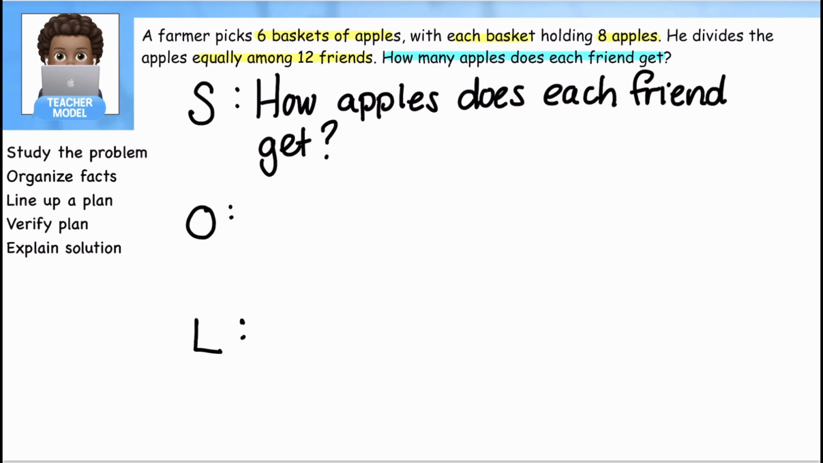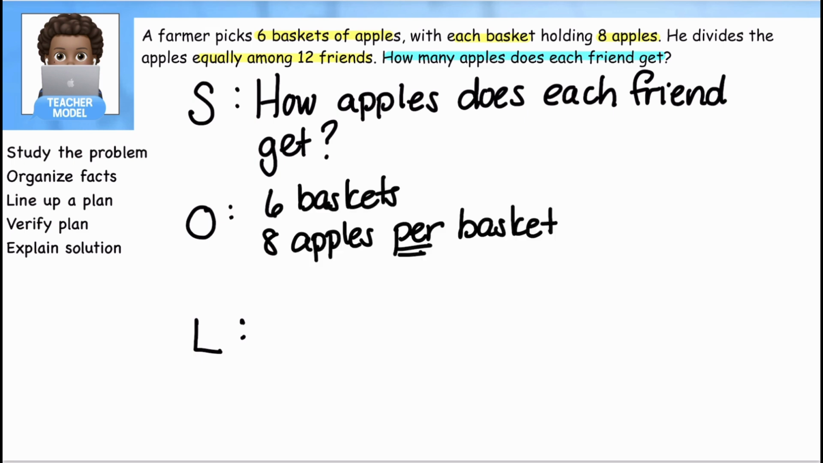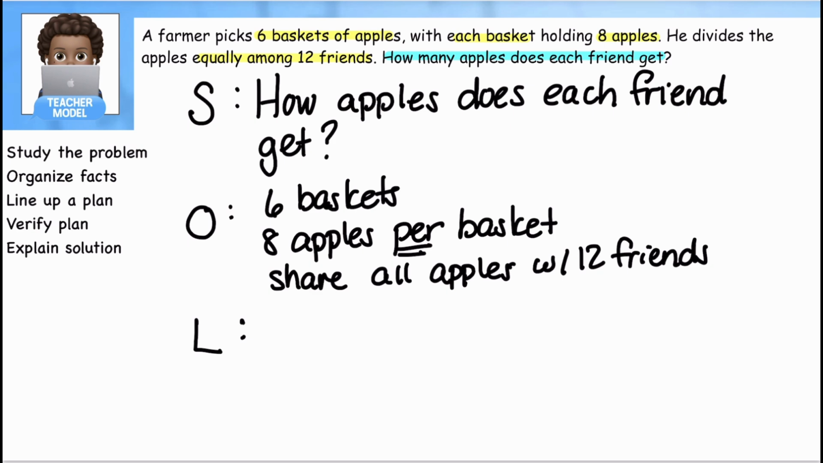Now I'm going to organize my facts. I know that there are 6 baskets. I know that 8 apples are in each basket. So I use the word per. That just means every basket has the same. And that all the apples are getting shared with 12 friends.